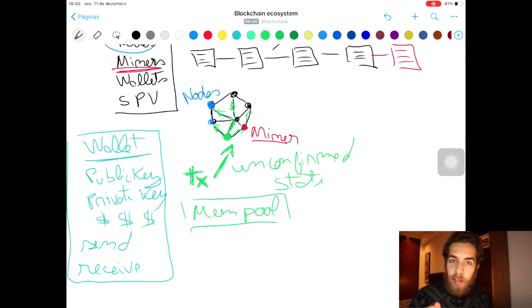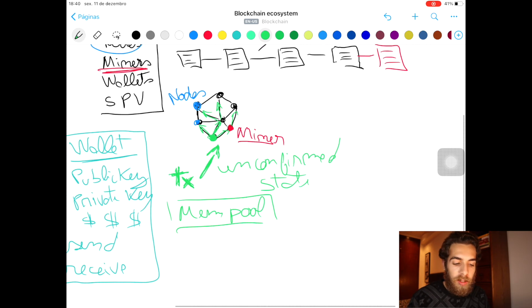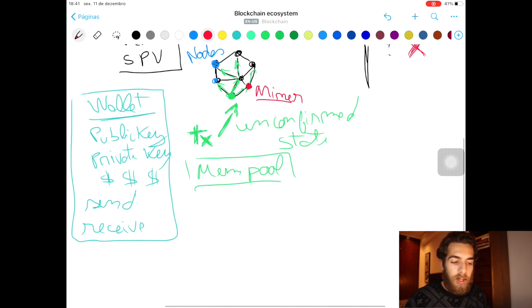So it is in this mempool of unconfirmed transactions, and each node will basically see, okay, does this transaction make sense? Because if I'm trying to send, let's say, 1 million coins that I don't have, this will be automatically rejected by the network. But if it makes sense, it will keep spreading across the network.